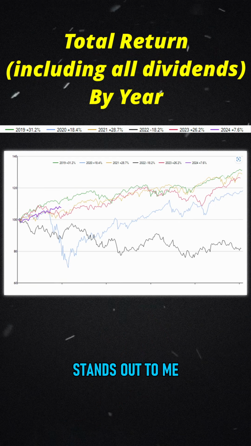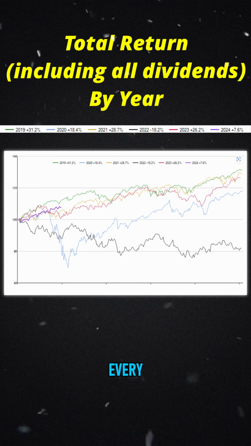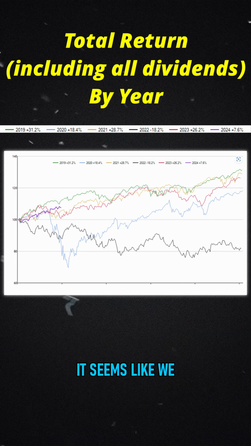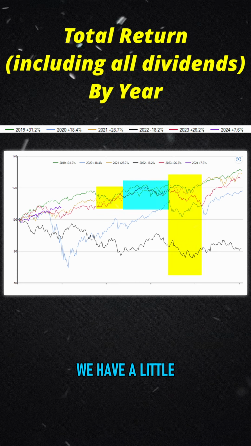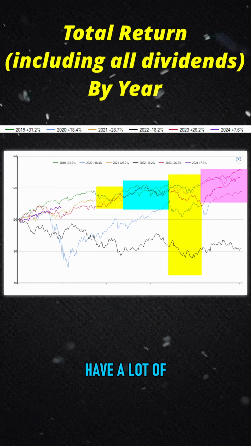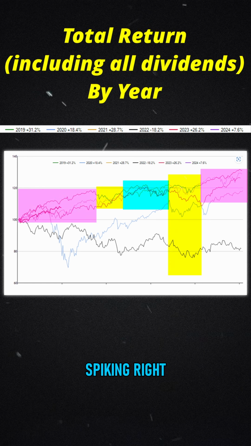The biggest thing that stands out to me is it seems like whenever there is a dip, there is a dip on every single year. So I'm seeing that we have the majority of the dips. It seems like right in this region we have a little bit of consolidation, and then we do have a lot of strong spiking right at the end here, and some nice spiking right here as well.